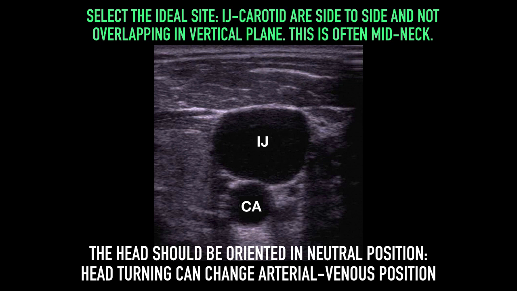In this case, we can see the IJ is directly overlapping the carotid. This is a less than ideal site, as one may cannulate the IJ and pass through the posterior wall into the carotid artery. If you plan to turn the patient's head during the procedure, make sure you are cautious to observe the relationship of the vasculature as the head is turned, as this may lead to overlap of these vessels.